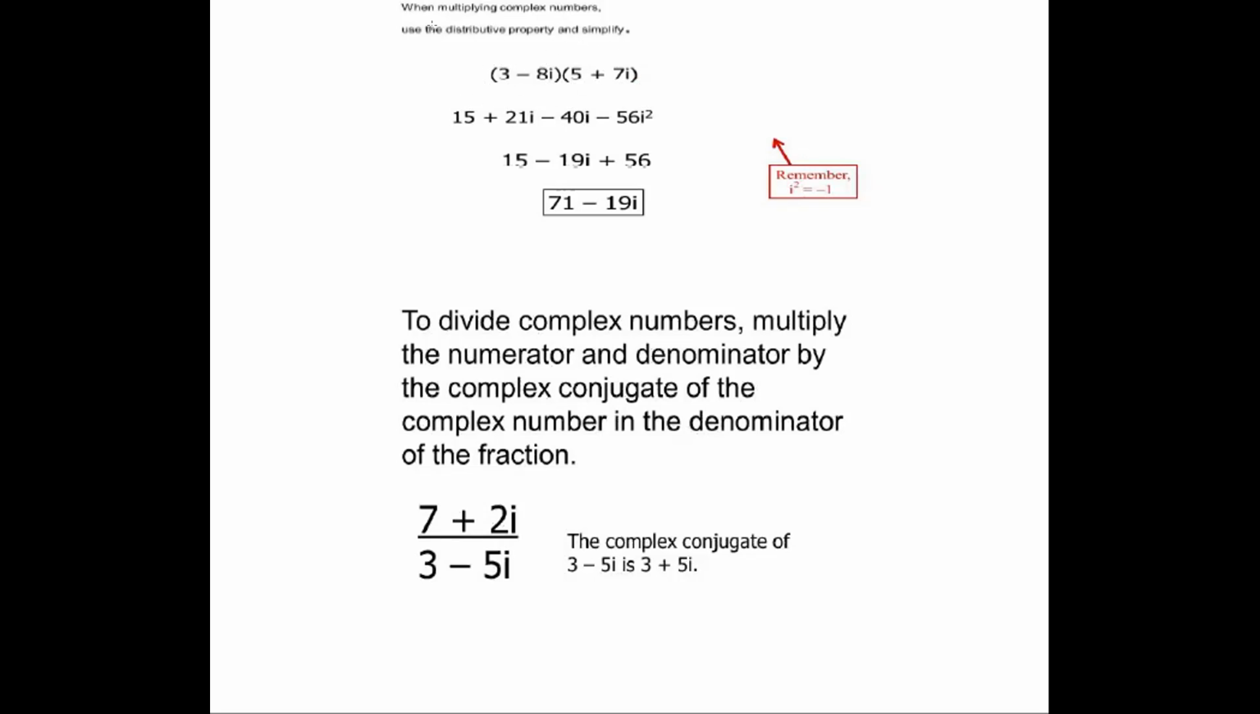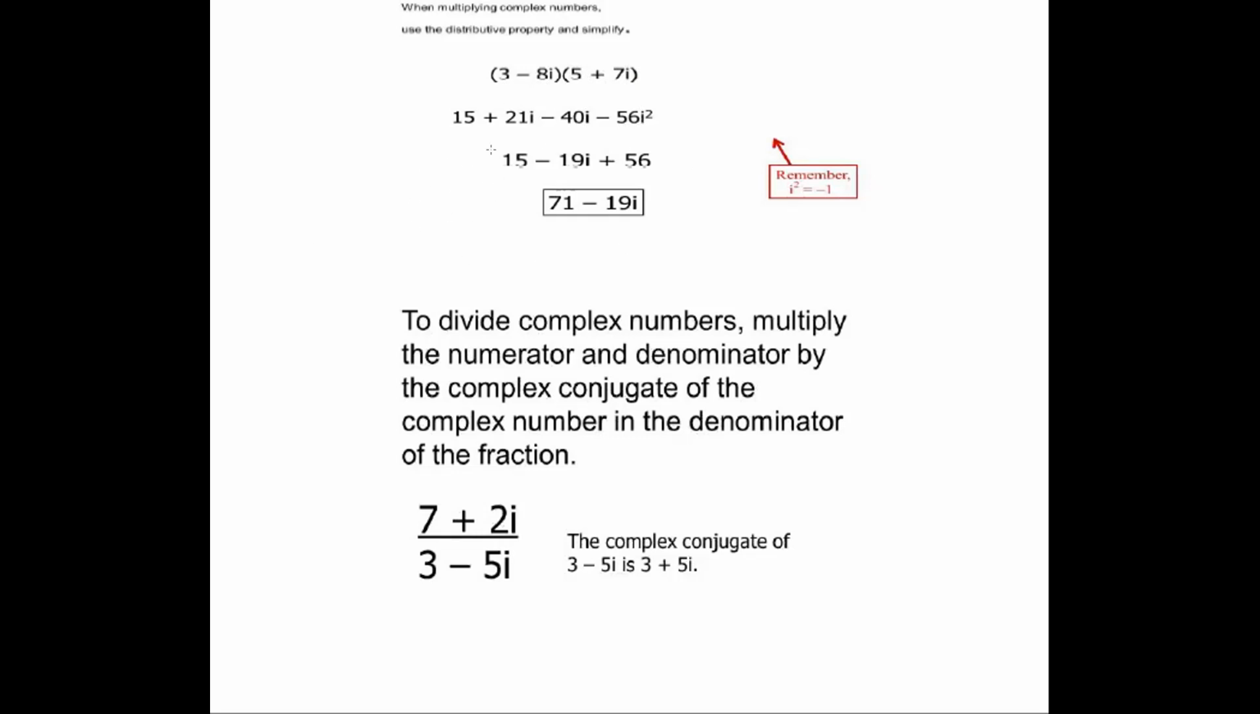So first, 3 into 5 is 15. Then 3 into 7i, that is 21i. Then minus 8i into 5, minus 40i. And lastly, minus 8i into 7i, so ultimately it is minus 56 into i square.